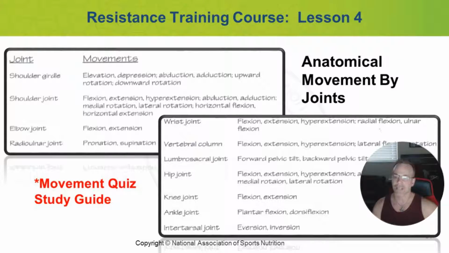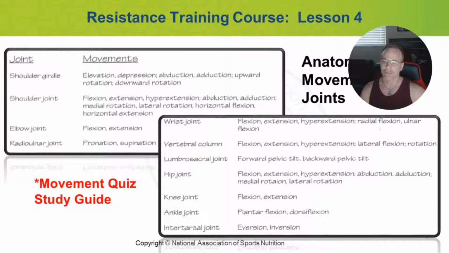This is anatomical movement by joint. So just like I said before, we have the shoulder girdle, we have the shoulder joint, we have the elbow joint, we have the radial-ulnar joints, one in each arm, right? The radial-ulnar is basically the forearm joint, right? Wrists, the vertebral column, otherwise known as the trunk.